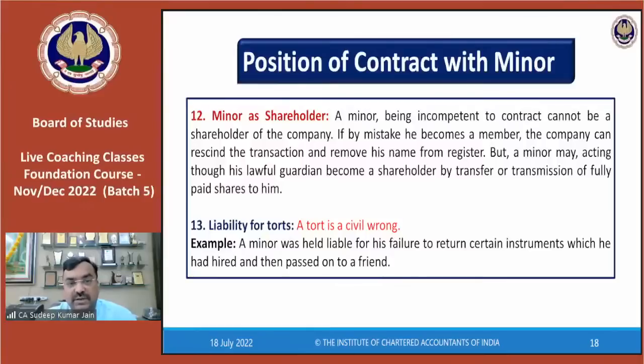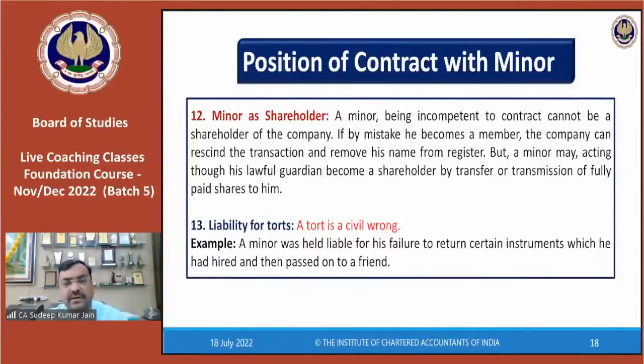माइनर as a shareholder, क्या माइनर शेयर होल्डर होता है? Whether a minor can be the shareholder. The law says a minor being incompetent to contract cannot be shareholder of a company. If by mistake he becomes the member, the company can rescind the transaction and remove his name from the register. But a minor acting through his lawful guardian may become a shareholder by the transfer or transmission of fully paid shares to him.